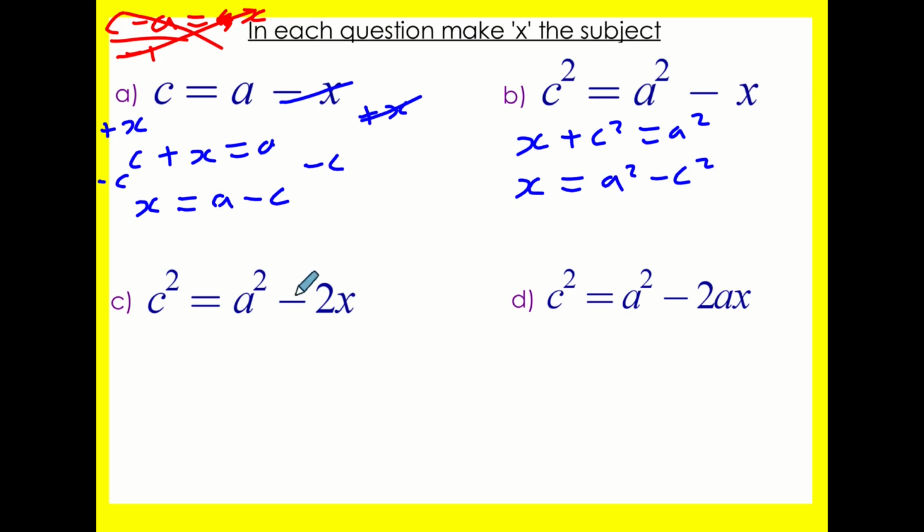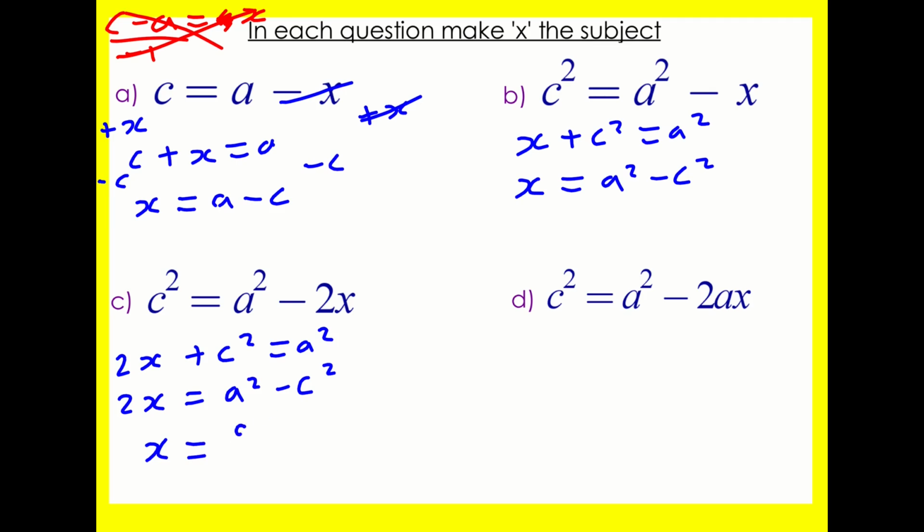Next one, now I've got a minus 2x in there. Well, guess what? I'm going to add 2x to both sides. So it's 2x plus c squared equals a squared. Minus c squared from both sides. 2x equals a squared minus c squared. But this time I haven't yet made x the subject. I'm going to need to divide through by 2. And the best way of doing that is just to write it as a fraction like this. You could put a bracket around it and divide by 2, but I'm just going with the fraction.